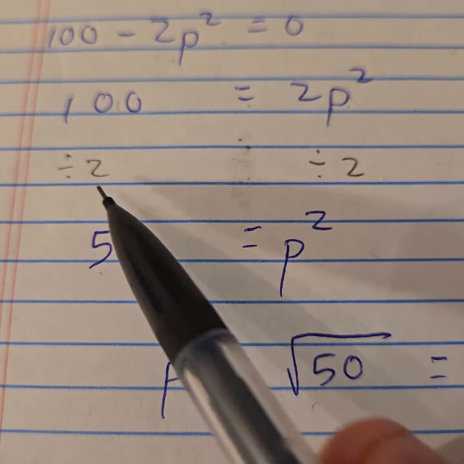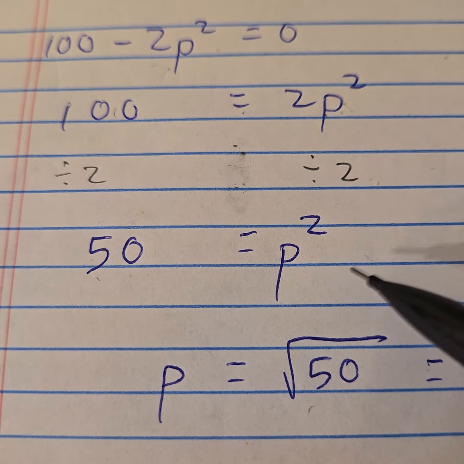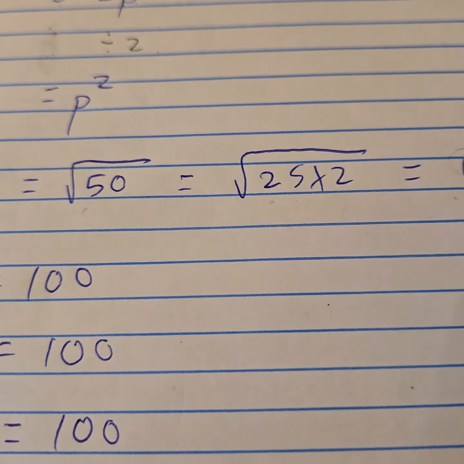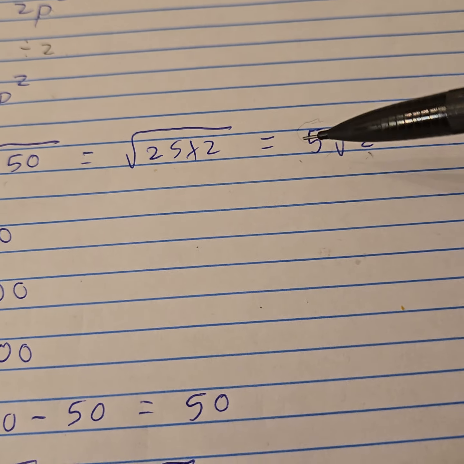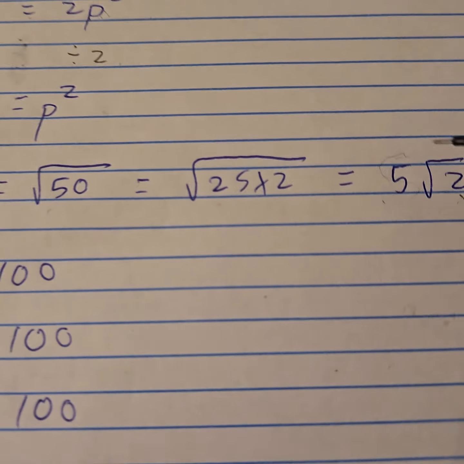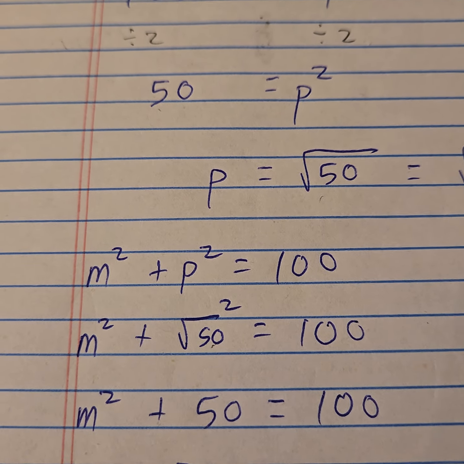Now to simplify, divide each side by 2. 50 equals P squared. So P is the root of 50, which is the root of 25 times 2. And 25 in a root sign is like saying 5 outside the root sign. So P equals 5 root 2. Now that we have P, let's solve for M.